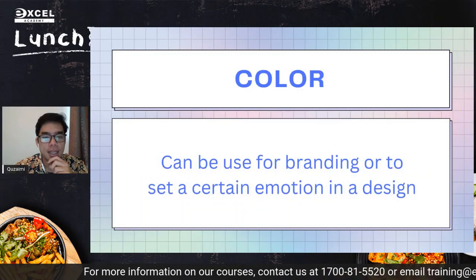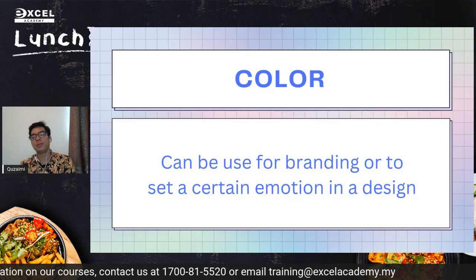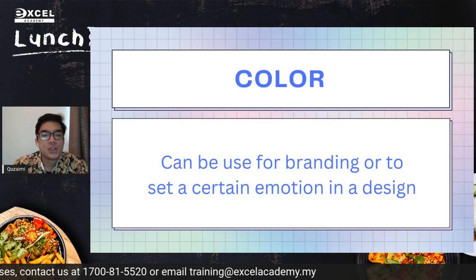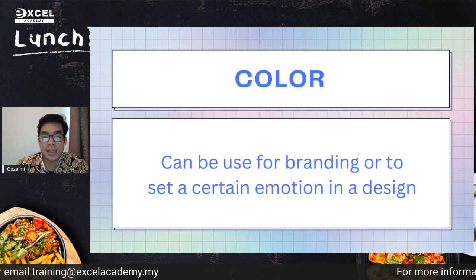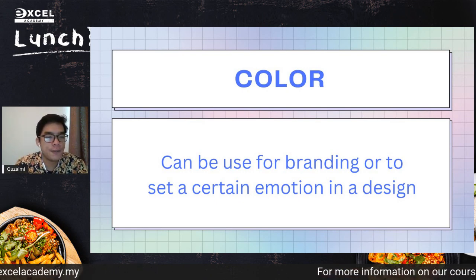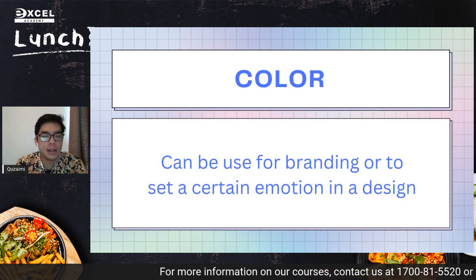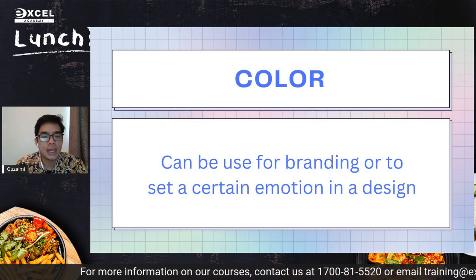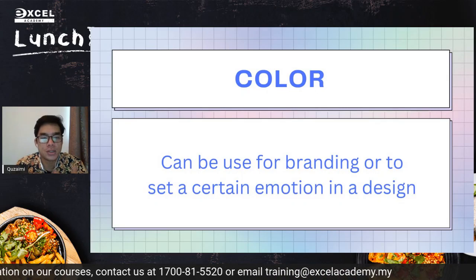So the next element yang kita nak pay attention ialah color. So color ni is the second last element principle yang kita nak pay attention. So color ni can be used for branding or to set a certain emotion in a design. So of course, kalau if I still remember correctly, saya rasa before ni previously saya ada juga mention a bit about color and how color ni boleh bantu kita untuk portray a certain emotion to our audience or viewers.